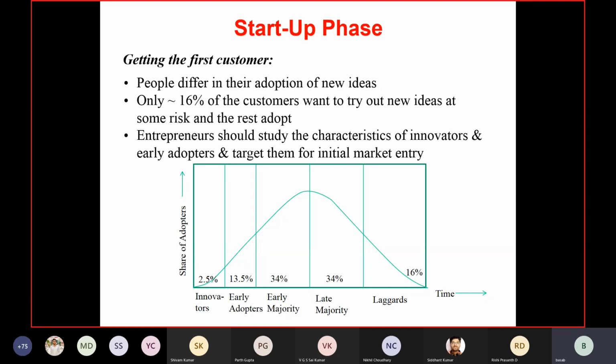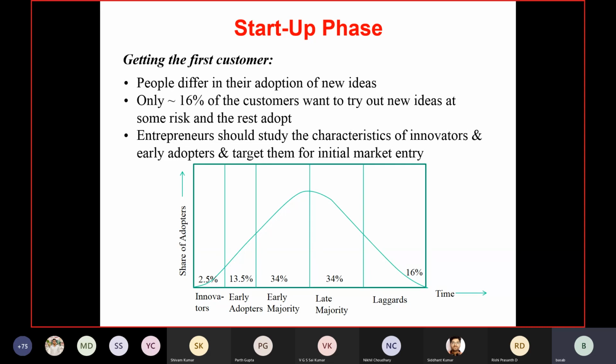So you see, it's written that only 16% of the customers want to try out new ideas at some risk. And the rest we call early majority, late majority, and laggards. We generally refer to them as the adopters. They only adopt. Now, people who have not taken it, some are being forced also. See, if you do not have the vaccination certificate, you cannot book a hotel.